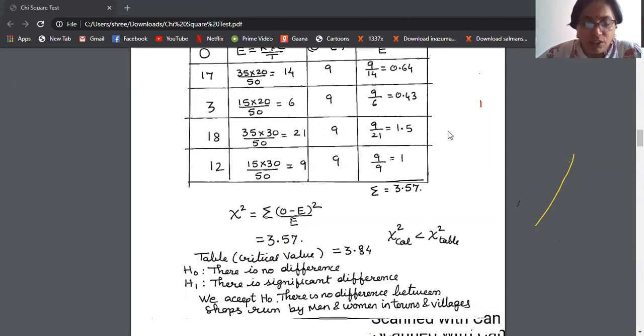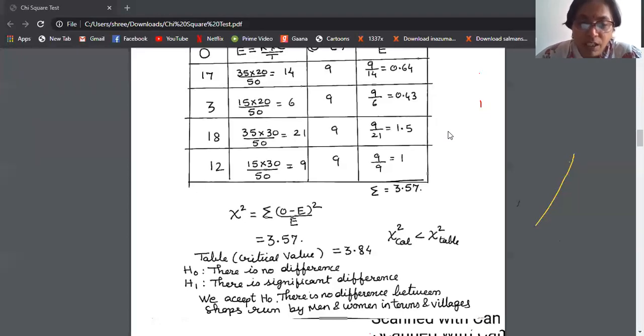If we are giving the null hypothesis, we have to also give the alternate hypothesis. We cannot just leave it with the null hypothesis, because we may or may not accept the null hypothesis. So the alternate hypothesis will be exactly the opposite of no difference. That means there is a significant difference between the shops run by men and women in towns and villages.